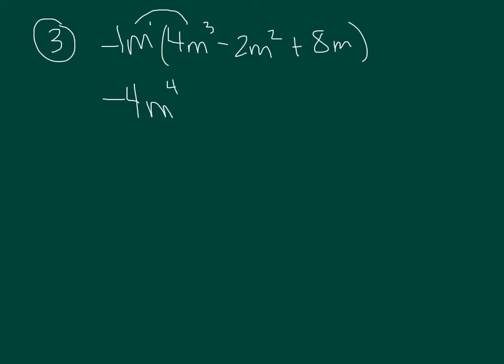Okay, and then you have negative 1m and negative 2m to the second. So you have negative 1m times negative 2, which is positive 2. M to the 1 plus 2 is 3. And then you have negative 1m times 8m, which gives you a negative 8m to the second. Okay, so that is distributing. So you have to remember, when we're adding and multiplying, it's two completely different things. All right, we'll see you tomorrow.